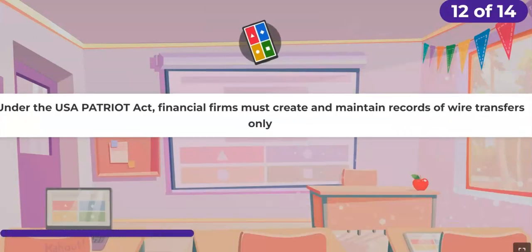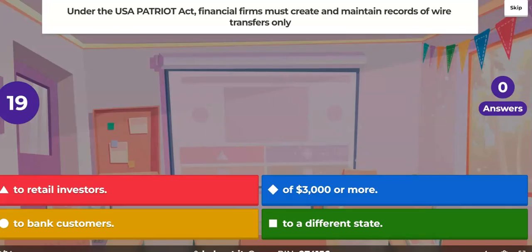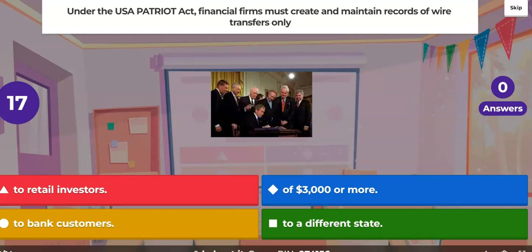Under the USA Patriot Act, financial firms must create and maintain records of wire transfers only to retail investors, B, of $3,000 or more, C, to bank customers, or D, to a different.